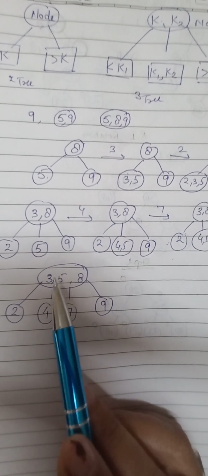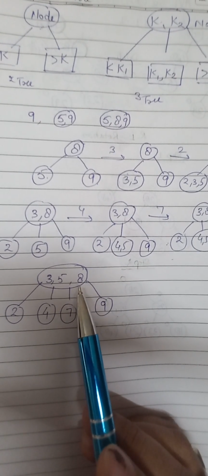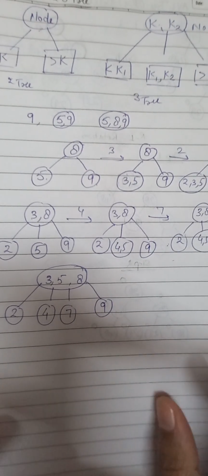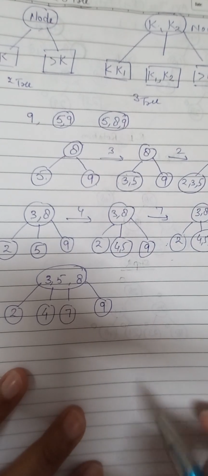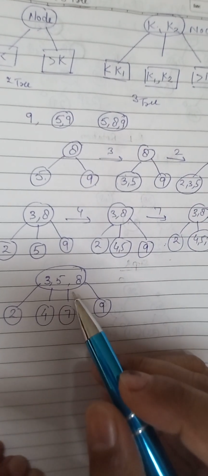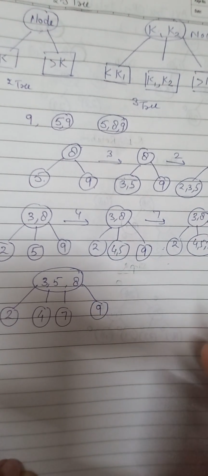But the thing is that again it's 3, so it can't be 3. It can't be 3 because this is not the condition of a 2-3 tree. So again we need to break it, and we will break it in the upward direction. As I have said earlier, this tree can be converted in the upward direction. So we need to put 5 up.